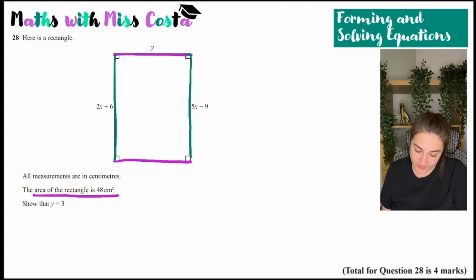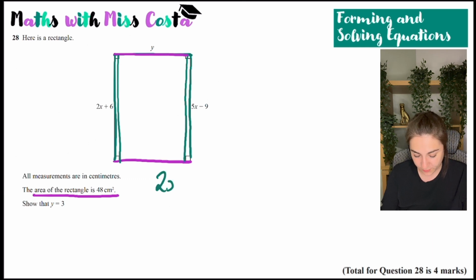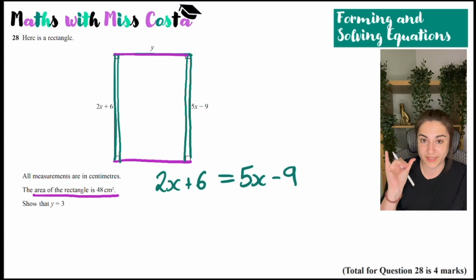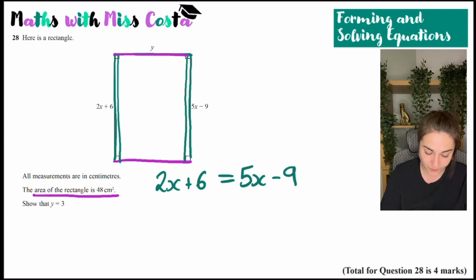Okay, so there's a few things that I can do. First of all, what I can do is figure out what the value of x is. And I can do this because I know that this side is equal to this side. So I can set up an equation for myself. I know that 2x plus 6 must be equal to 5x minus 9, as they are both opposite sides of the same rectangle.